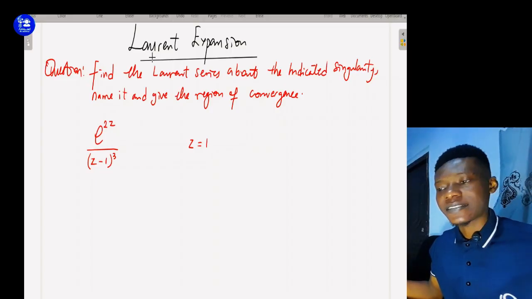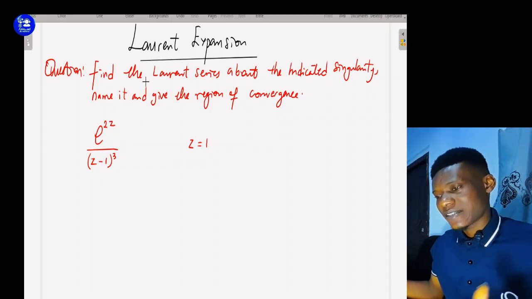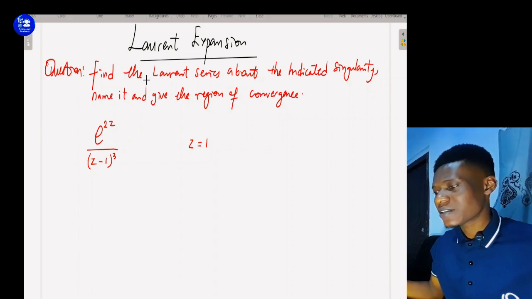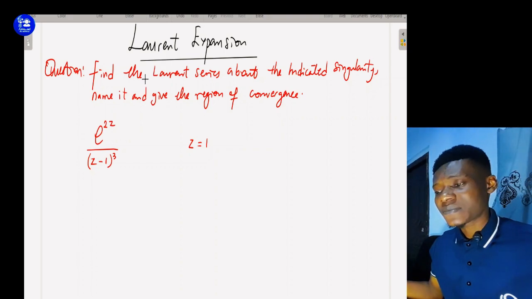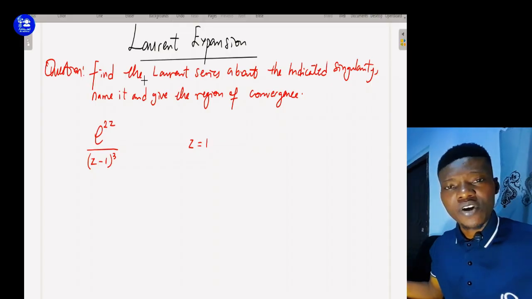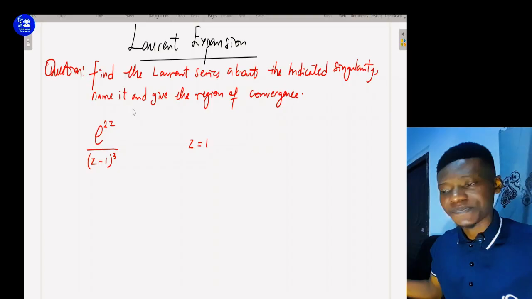So let's get started. Under Laurent expansion, if you are given questions like this, for example, find the Laurent series about the indicated singularity. You have to name it and give the region of convergence. How do you solve a problem like this?